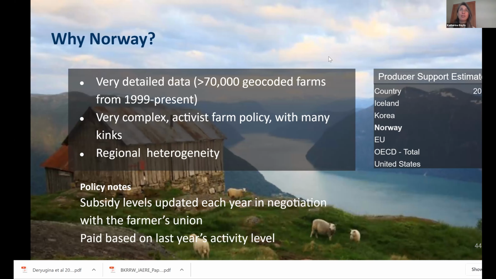Producer support estimates are a proxy of trying to get a sense of how much farmers are supported by the government financially, and Norway is like the third highest after Iceland and Korea. So complex farm policy, very interventionist farm policy. The way it works is that the government negotiates with the farmers union to make updates to the policy each year. And farmers are then paid based on the new policy, but on their prior year's activity level.